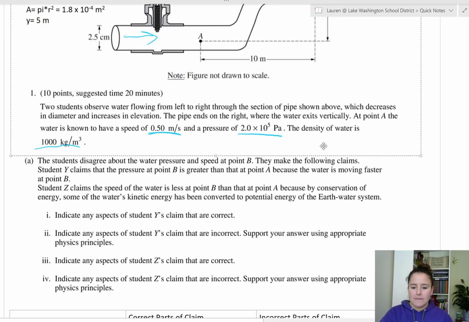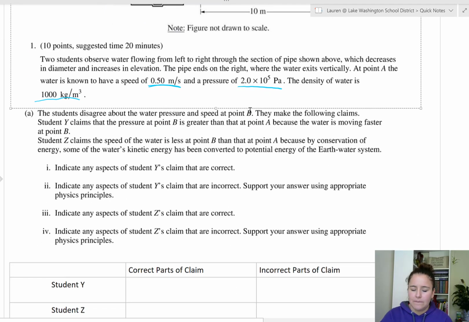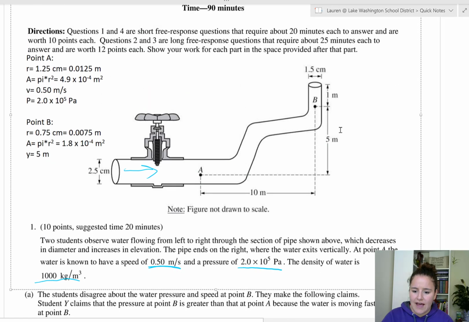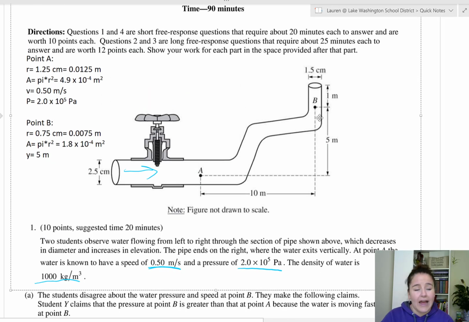The students disagree about the water pressure and speed at point B. They make the following claims. Student Y claims that the pressure at point B is going to be greater than at point A because the water is moving faster at point B. Okay, let's go ahead and look at that. So we do know that at point B it'll be moving faster. We know that because of the continuity principle, which is that the flow rates need to be equal. So the area times the speed at each of those points needs to be equal. Since this one has a bigger area, B is going to have a faster speed.